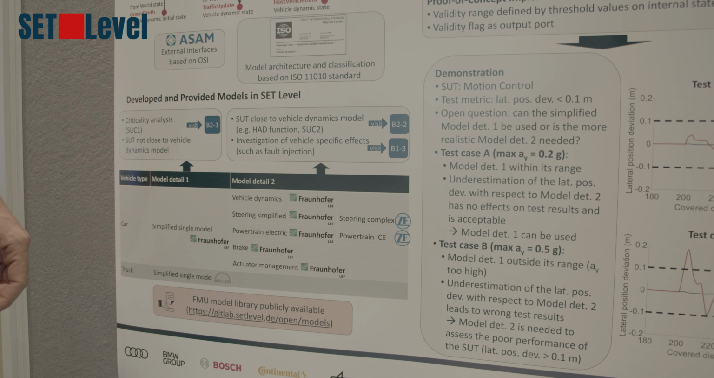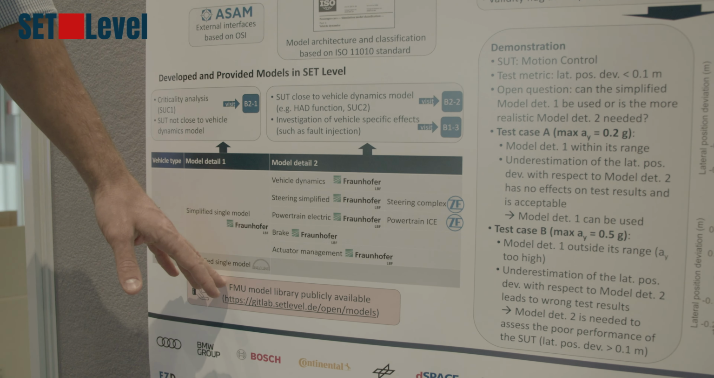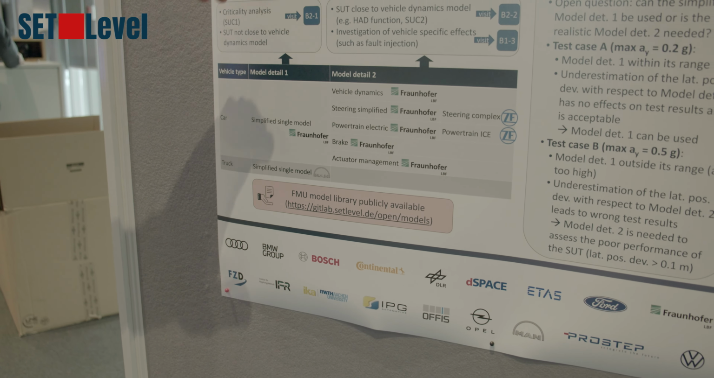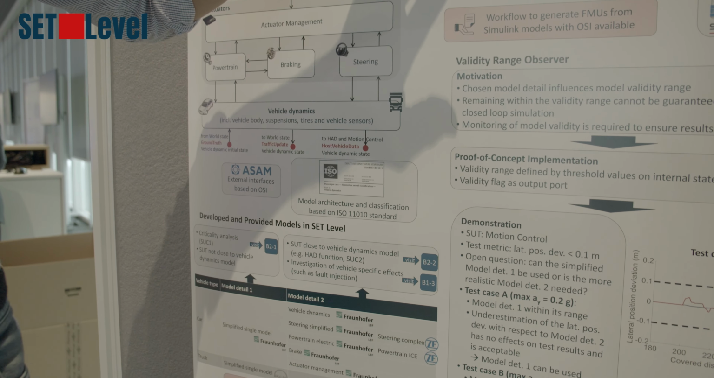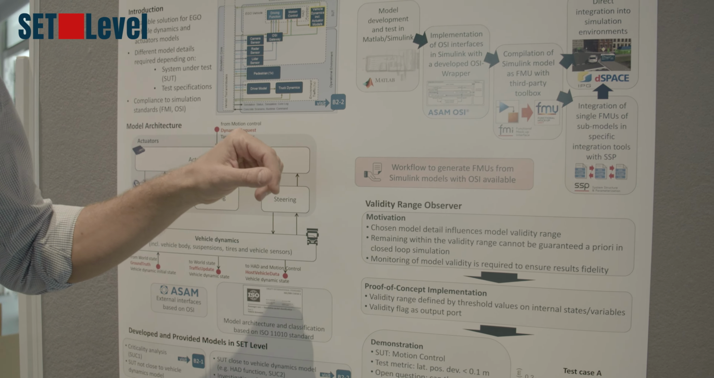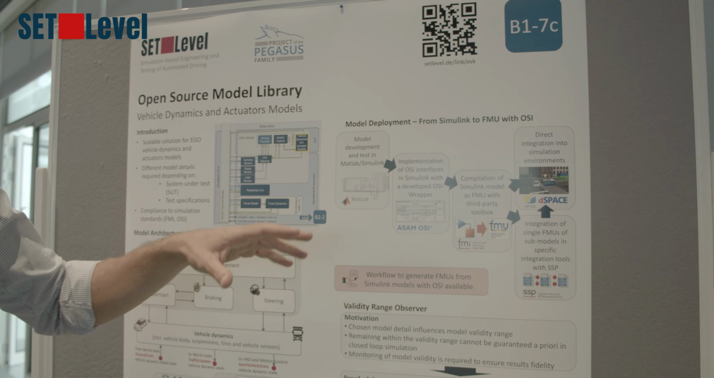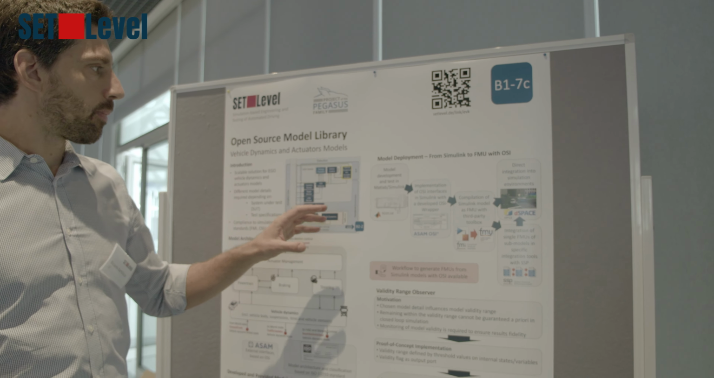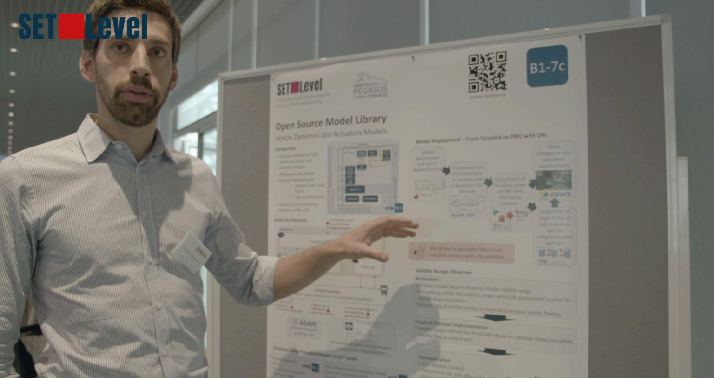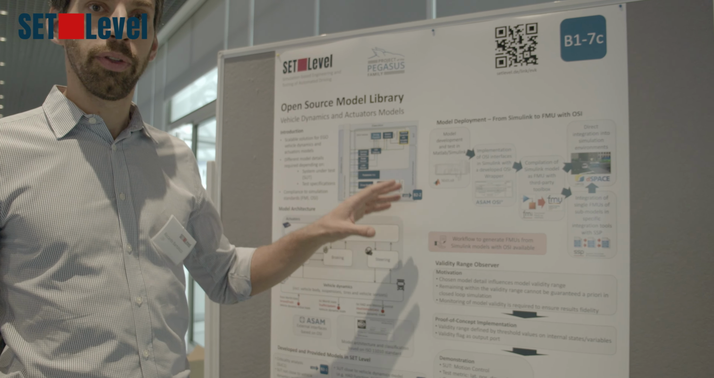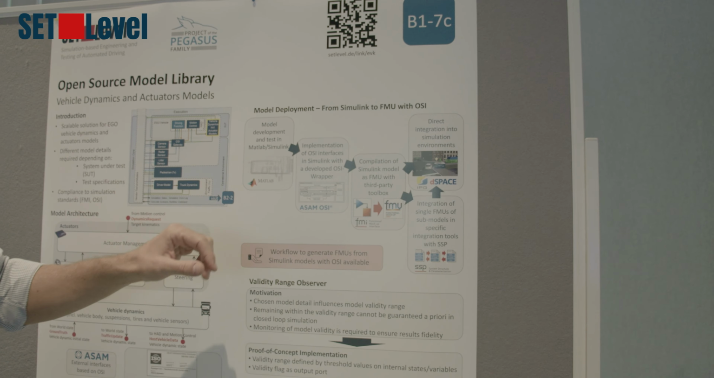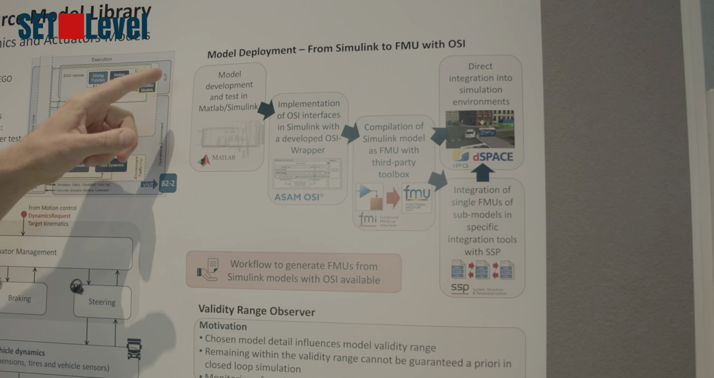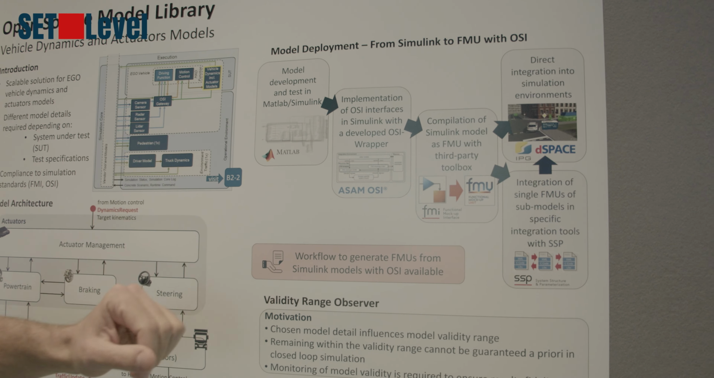As the main result of this work package, we deliver these models as an FMU model library, which is publicly available in this repository. An important topic of this work package was the model deployment, since many developers in the field of vehicle dynamics and actuator models work with MATLAB Simulink. It was important to define a workflow to generate functional mockup units with OSI interfaces starting from a MATLAB Simulink model. So we tackled this topic and came up with this workflow, which is depicted here.